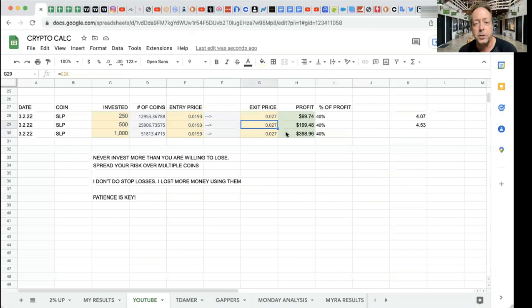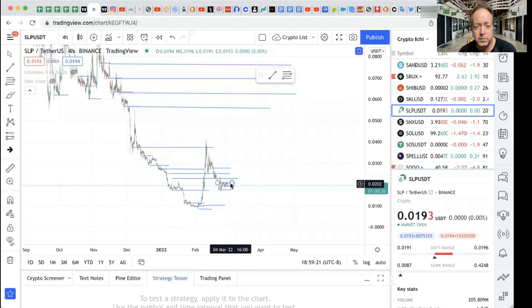On this one, I can make almost $400 off a $1,000 investment. I make 40%. If I do 500, I'm making 199, and with 250, I'm making 99.74. So I'm going to go through these. My options are 0.020, 0.022, 0.025, 0.027, and here's another one right here, 0.037. Let's go look at that one.